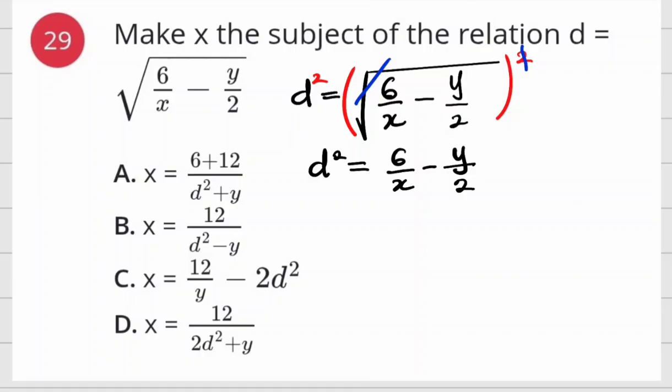What we need to do is to make x the subject of the formula. So this is where x is found. We can decide to take this to this side. So we are going to have d squared, when minus y over 2 crosses to this side, it becomes plus. We have d squared plus y over 2 is equal to 6 over x.